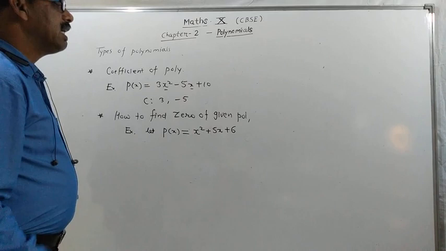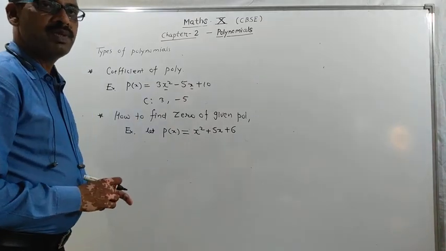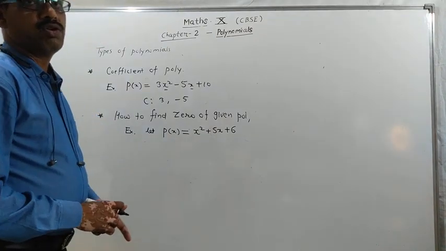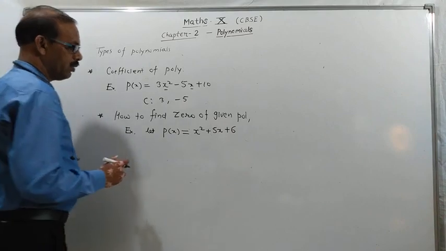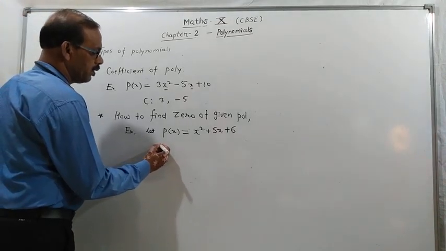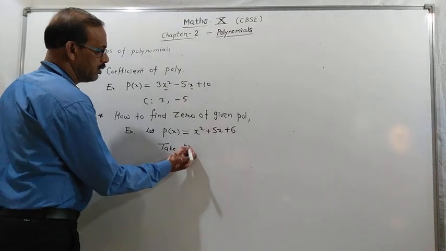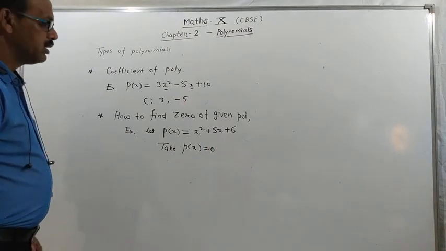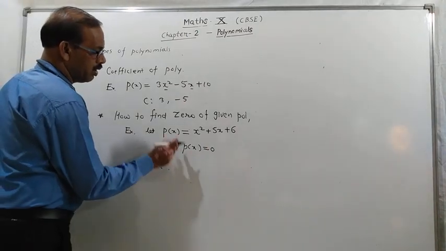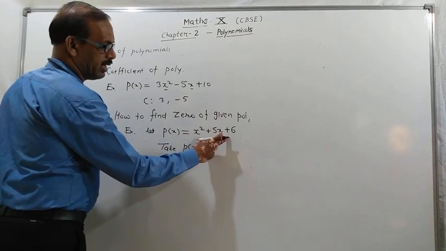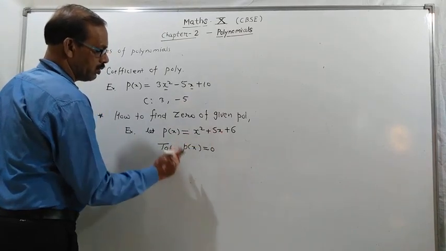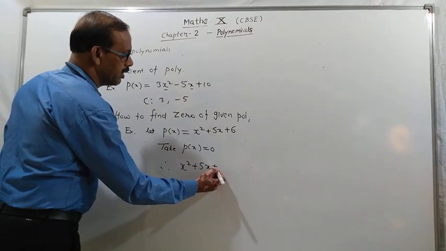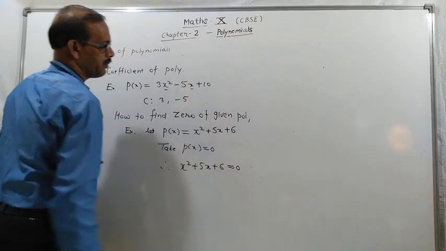But how to find those zeros? Zeros mean the values of x that satisfy this polynomial. Now, in the first step, we take this p of x as 0. Therefore, 0 is equal to this RHS. This RHS is equal to 0. This we write here: x squared plus 5x plus 6 is equal to 0.